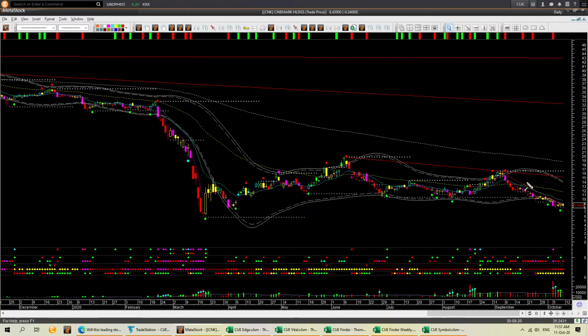CNK Cinemark already below the lower boundary, though it came down again from the trend line resistance, already below the lower boundary. I'm not going to short it.